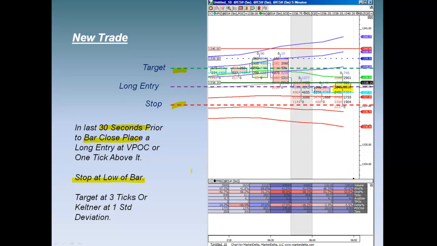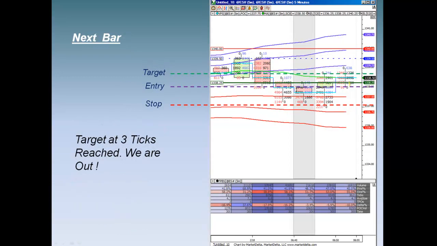I'm going to place my stop at the low of the bar, which is right here, and my target is at 3 ticks or the Keltner at 1 standard deviation. Now let's take a look at the next candle and see what happens in the market. Here we go. We get the next bar, and our target is in fact reached. Here was our entry, and 1, 2, 3, and 4. So it exceeded us by 1 tick. That's what I always like to see. Again, it ensures that I'm out and that I get filled. My target is reached, and I have another successful trade under my belt.